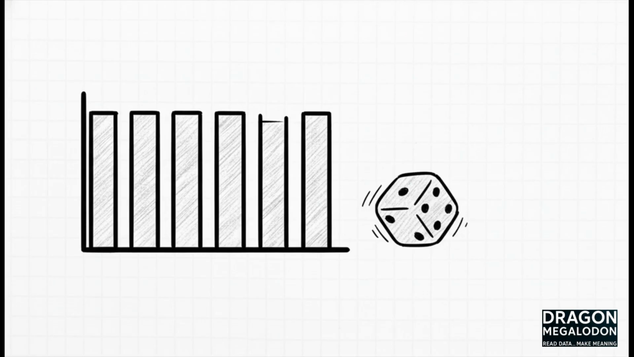All right, next up we have the uniform distribution. This one is super easy to spot, because basically every outcome has the same chance of happening. The bars are all roughly the same height, which gives it this flat, kind of rectangular look. A perfect example is rolling a single fair die. Every number from 1 to 6 has an equal shot.